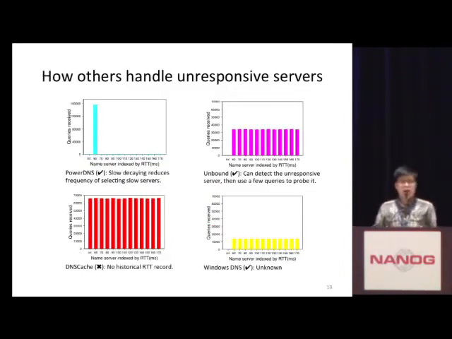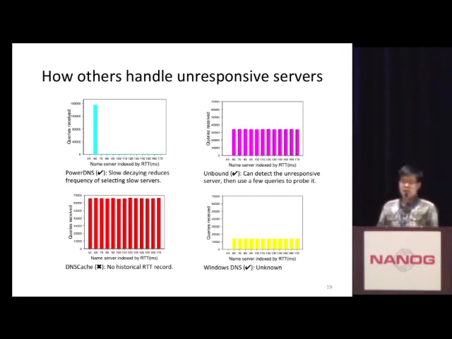So now let's look at how the other caching resolvers handle those unresponsive name servers. The first one is PowerDNS. As we can see, PowerDNS shifts all those queries from the first name server to the second. In this case, the result is because PowerDNS uses a very, very slow decaying speed. So the unresponsive name server needs to wait about 3 minutes to be selected again.